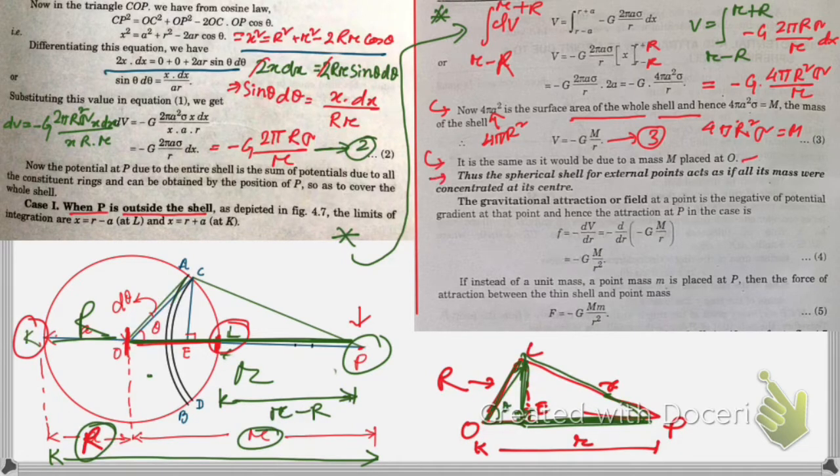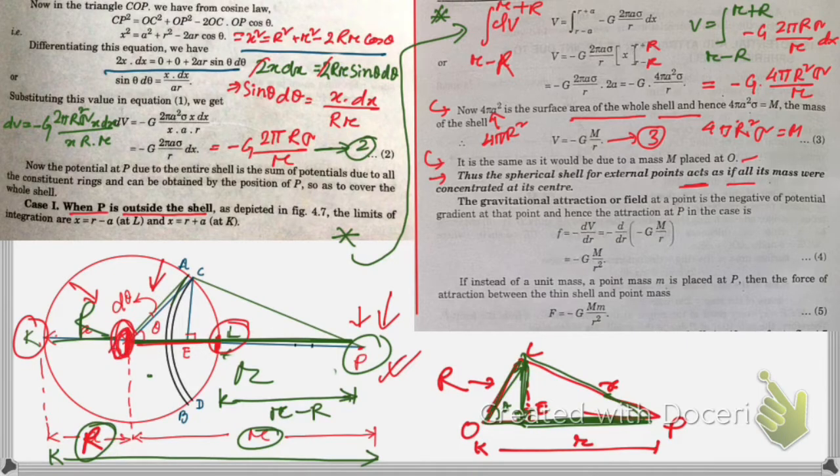So thus the spherical cell for external points acts as if all its mass were concentrated at its center. That means here you see, the spherical cell for an external point, a point which is outside the sphere, they are talking about this point P which is outside the cell. So for it, all mass of the cell is concentrated at the center. You can consider it that way.